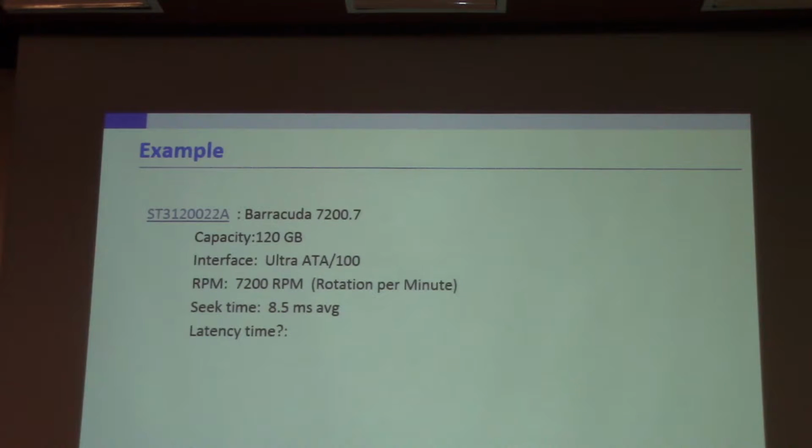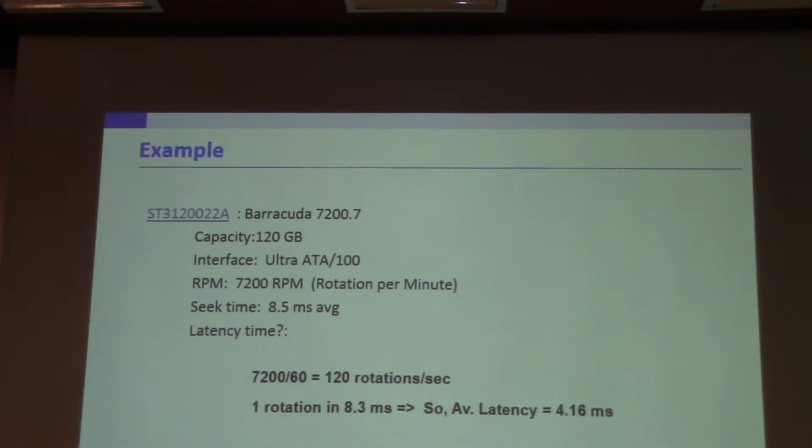For example, somebody tells you that this is 7,200 RPM. RPM stands for rotations per minute. Okay, what will be the rotation delay? What will be the rotation delay per our discussion? Well, half of a rotation is 4.16 milliseconds. You follow me? So that will be the rotation delay.